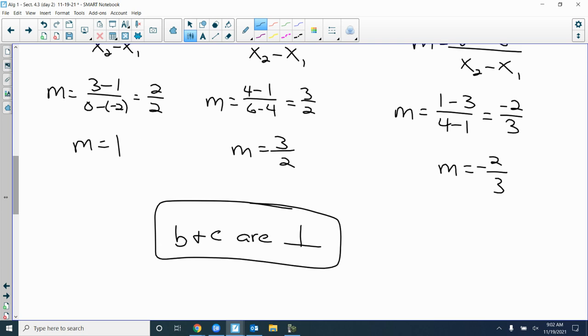You guys are getting good, a lot better than in the beginning. Make sure you write down the other slopes, even if you only found the slope of one of them. Don't just have it blank. At least write down what the other slopes equal. So like line A, slope is 1. Line B, slope is 3/2. Line C, slope is negative 2/3.